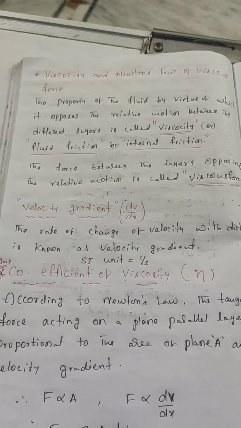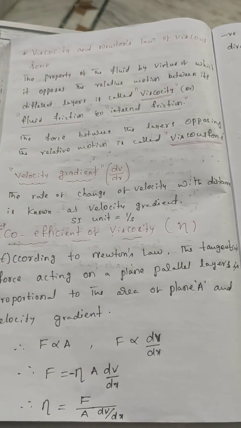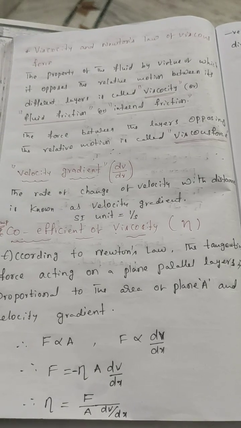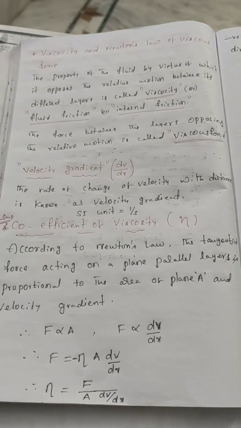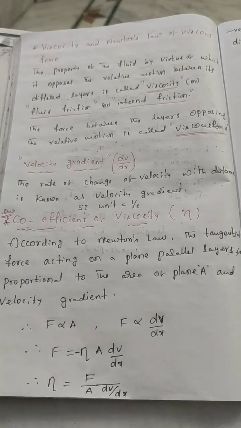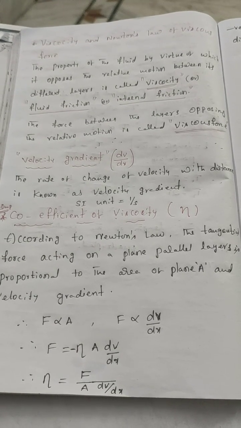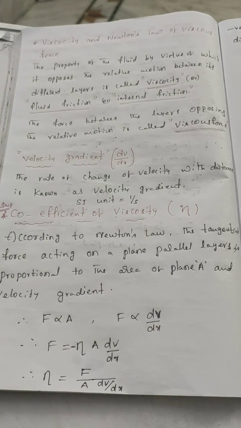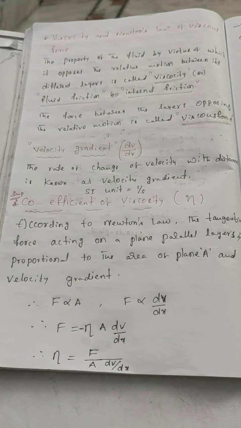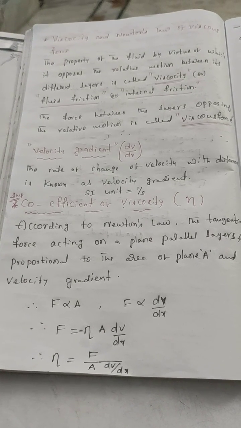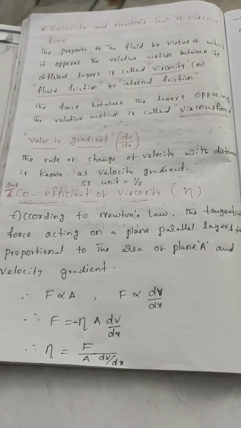Velocity gradient. Velocity gradient means the rate of change of velocity with distance. That means velocity changing with respect to distance. Next, the SI unit of velocity gradient is 1/second.